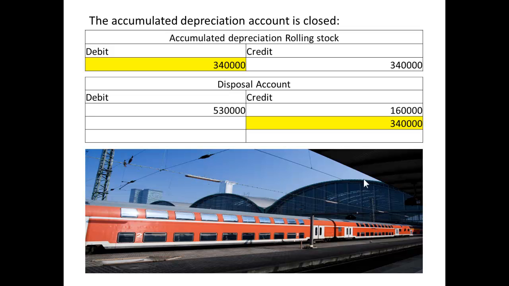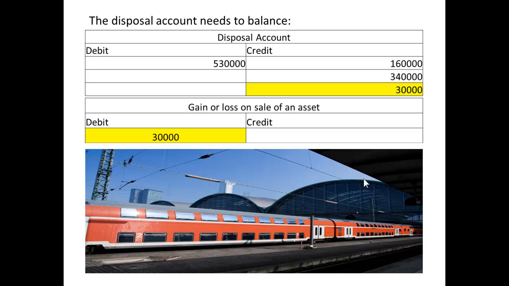Now at the moment you can see we've got £530,000 debit in the disposal account and £500,000 as the credit in the disposal account. That's not balancing. So to balance it out, we need to add £30,000 to the disposal account. That means I need, in this case it's a credit, so I need another part for a double entry, and what I'm going to do is debit for £30,000 a gain or loss on sale of an asset account. That will be a trading and profit and loss account.